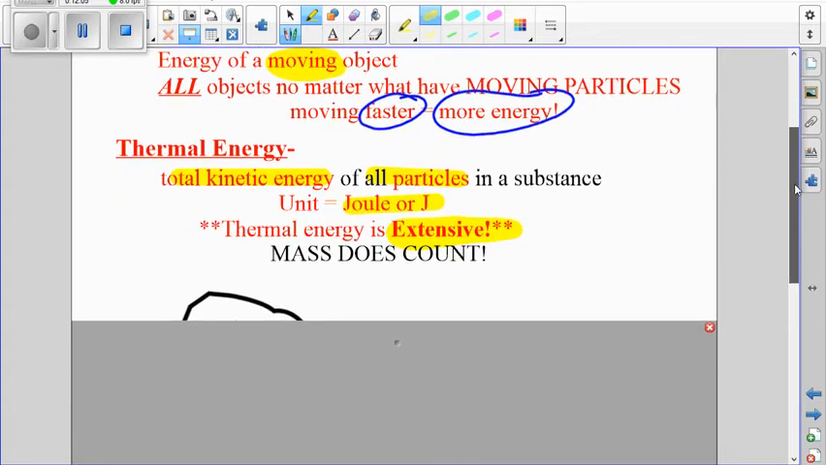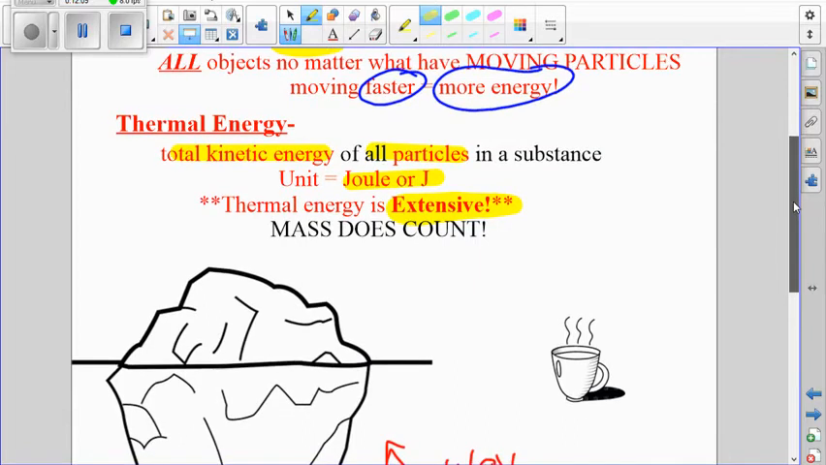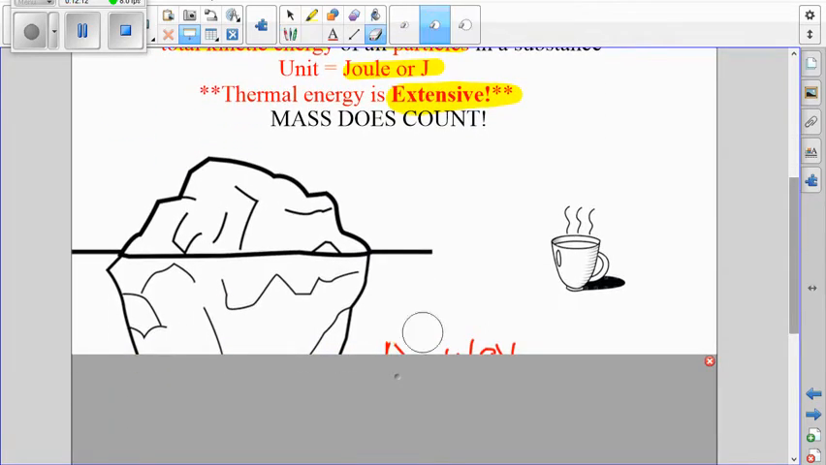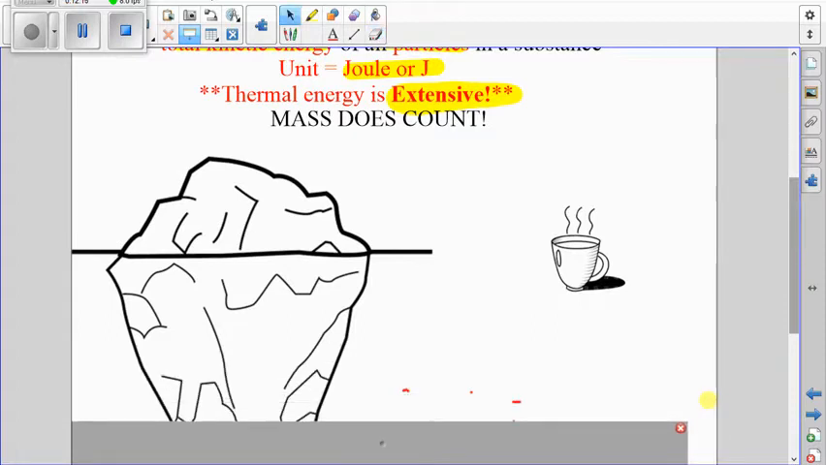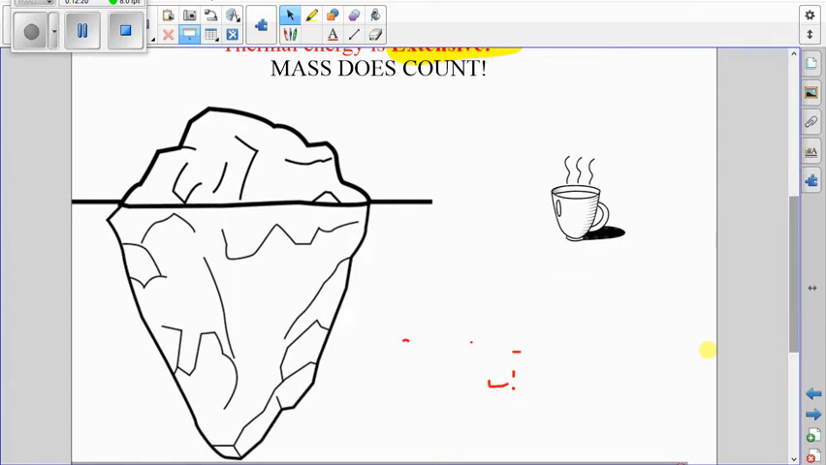So here's a question for you. Let's say I've got a big old iceberg versus a hot cup of water. Which one has more thermal energy?